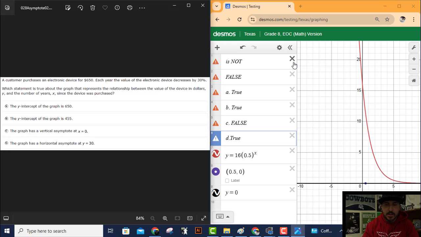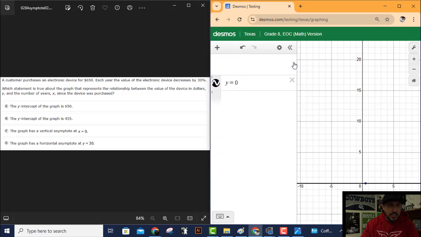All right, this guy. Oh my gosh, lots of reading. I don't know what to do here. Which equation represents the different dollars? I don't even know what to do. Well, let's see. Is there an equation? Customer purchases electronics for $650. Electronics decreases by 30%. Don't know what to do. I don't know. Let's see. The y-intercept is 650. Maybe it doesn't say per, each, or every around here.